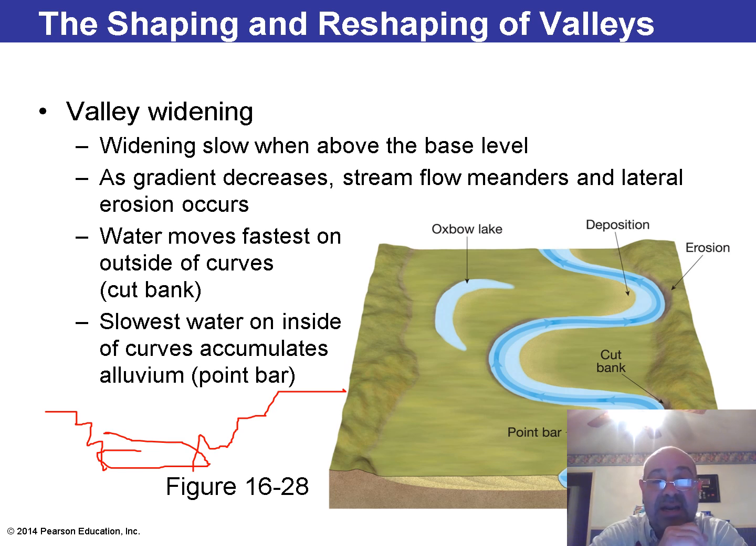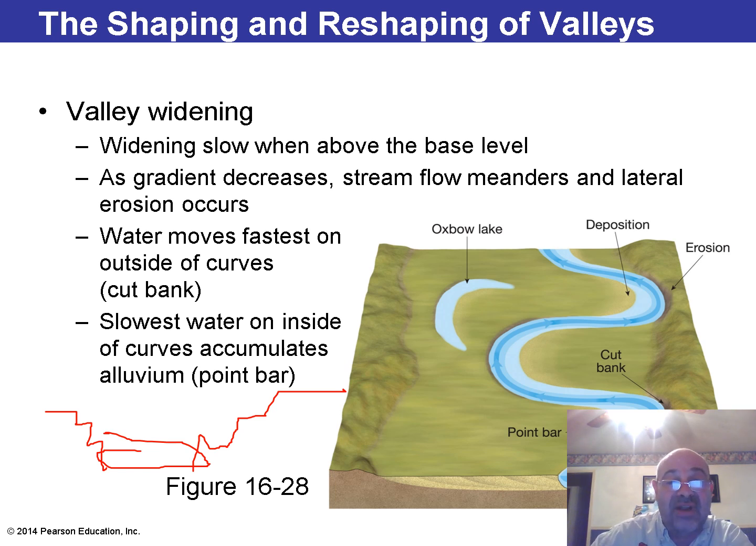Right? As gradient decreases, stream flow meanders and lateral erosion occurs. Okay? As the gradient decreases, because as long as you got that flow going all straight downhill fast, it really isn't going to go nowhere. You slow it down and it starts kind of eroding. Not to mention, you got hard bedrock in the mountains. What do we got? Soil. Water takes the path of least resistance.